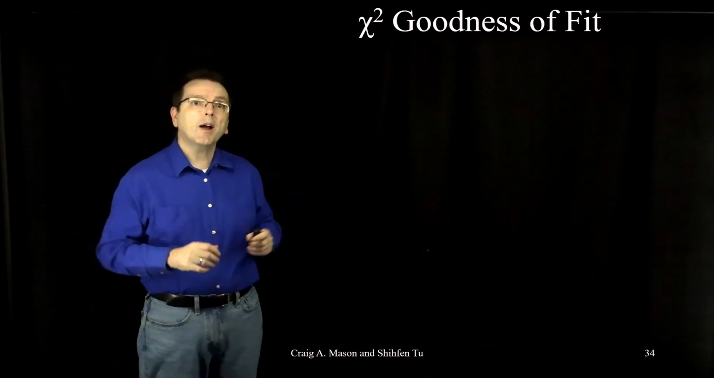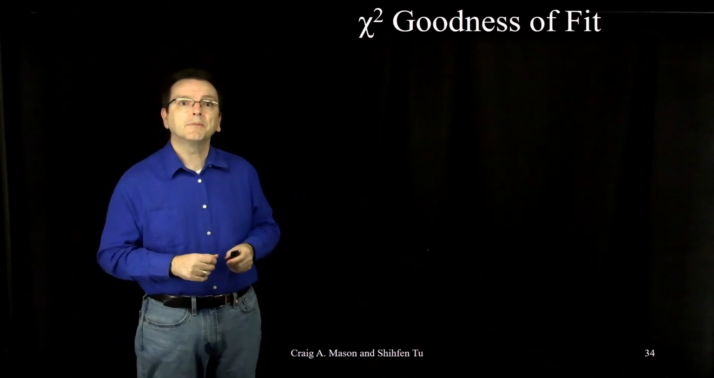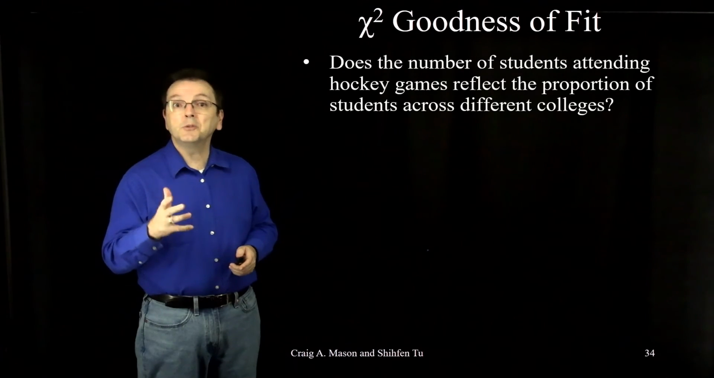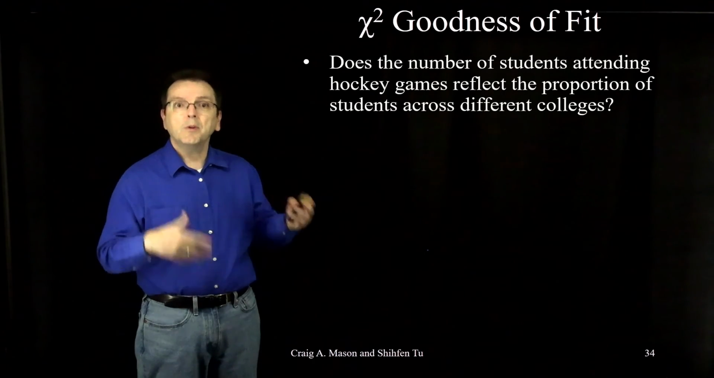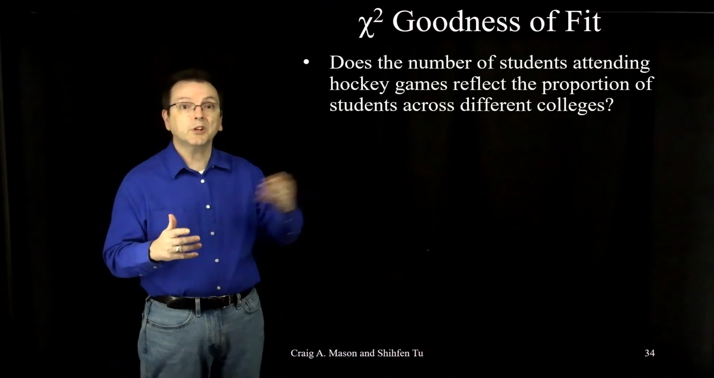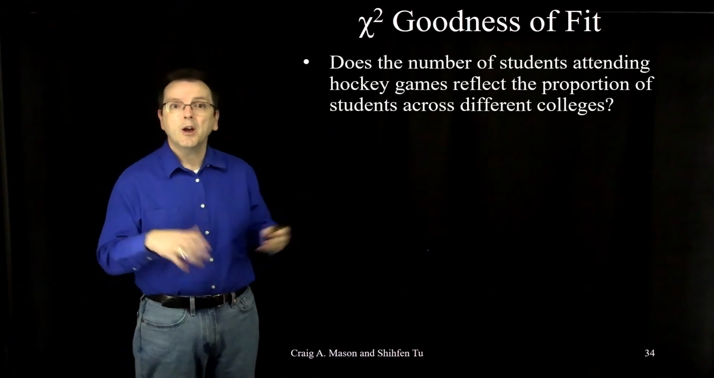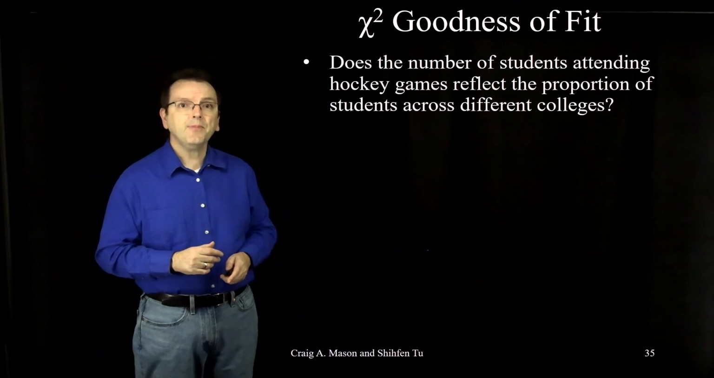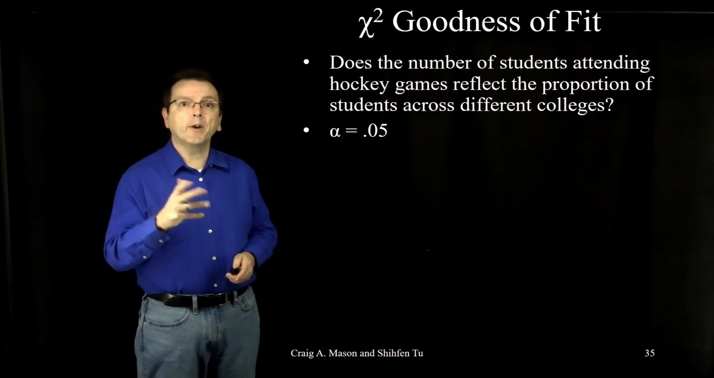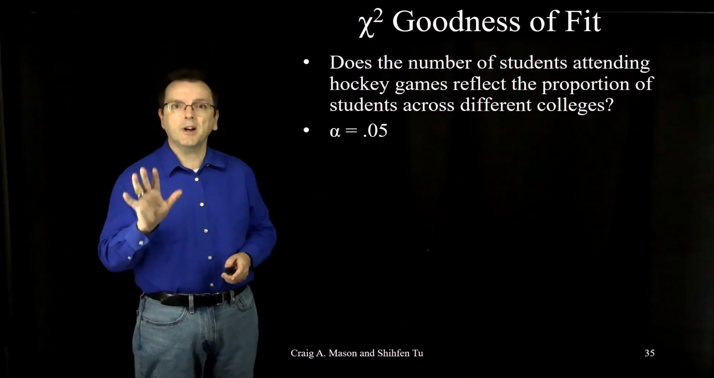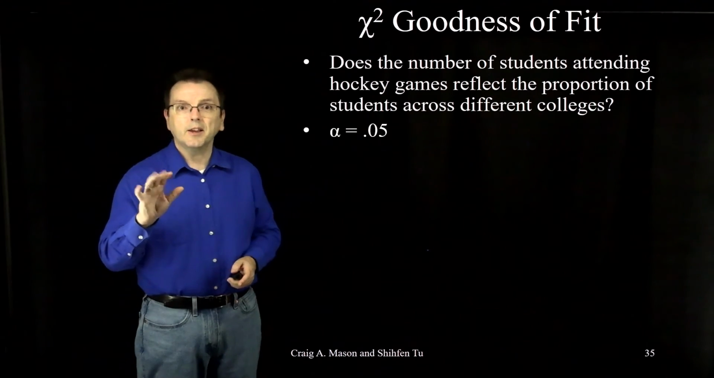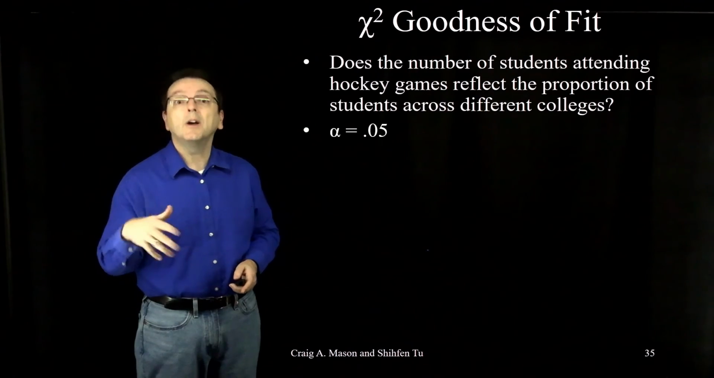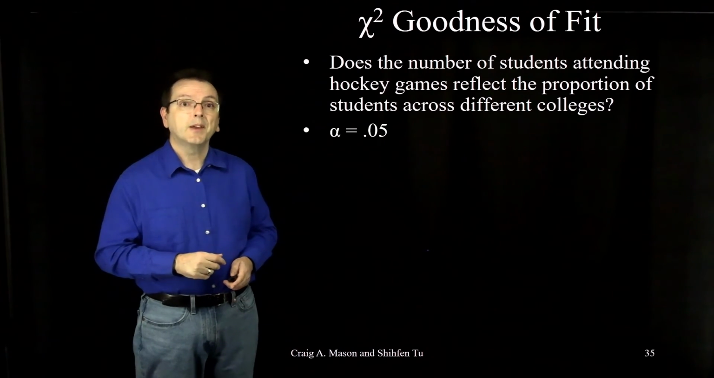Okay, so I think we're ready to wrap things up here. Let's first summarize our study and the results. Remember, we were interested in whether the number of students attending hockey games reflected the proportion of students across different colleges or whether they varied college to college. We set our alpha at 0.05, meaning that we're comfortable making a type 1 error and rejecting the null even when it's true 5% of the time.